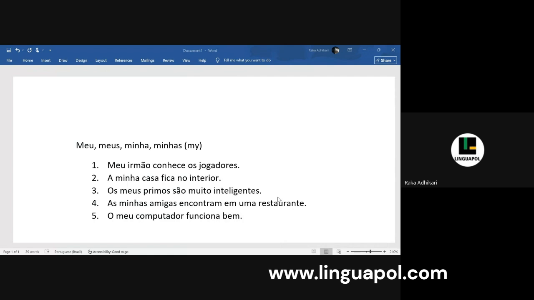O meu computador funciona bem. Computador. This word is masculine or feminine? Why is it masculine? Because it's ending in R. Exactly. Okay. Whatever words end in R, they're all masculine words except for a few exceptions, like mulher, cor, flor. So you can see computer or computador here is a masculine word. That's why we are using the word meu. Meu computador. More examples.